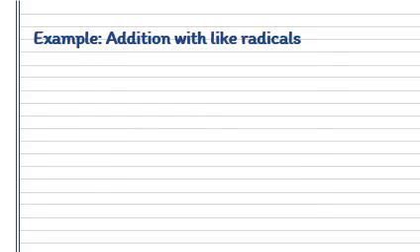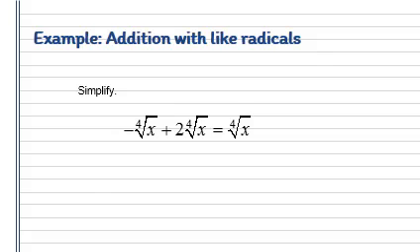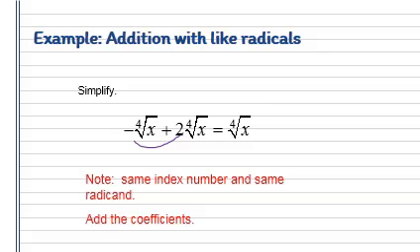Let us take an example. Suppose we have minus 4th root of x plus 2 times the 4th root of x. This is equal to the 4th root of x, because minus 1 plus 2, I can add them. Minus 1 plus 2 is plus 1. So this is the answer. With the same index number and the same radicand, we only add the coefficients.